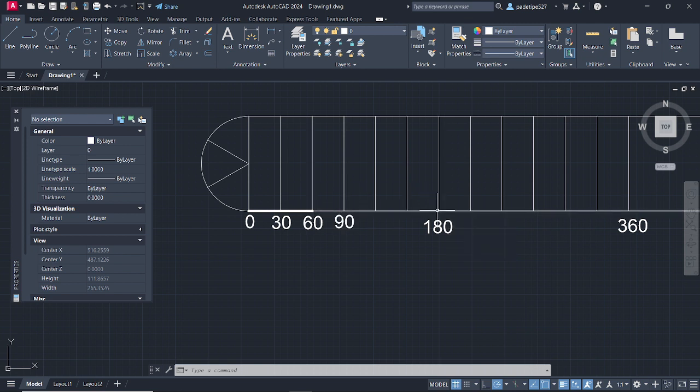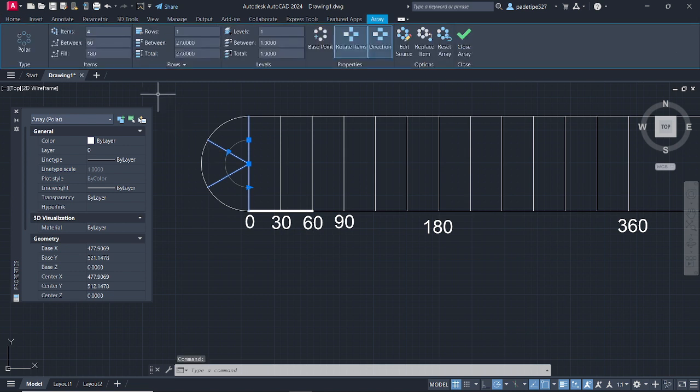From 60 to 180 is how many lines? 1, 2, 3, 4, 5, right? 5 lines. So basically, we know from this point 0 to this point, 60 to 180. So that will be 1, 2, 3, 4, 5. So basically, the number of circles we are supposed to divide this into is 1, 2, 3, 4, 5. So we're supposed to divide this into 5.